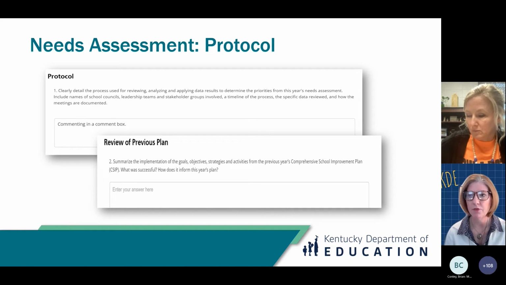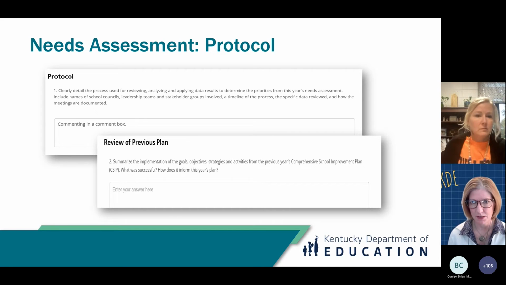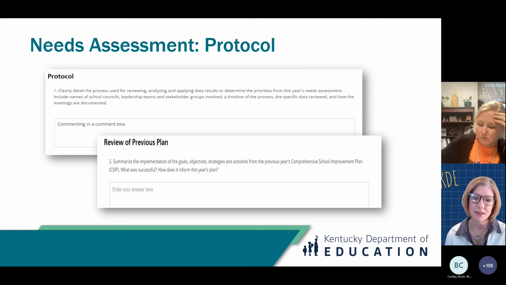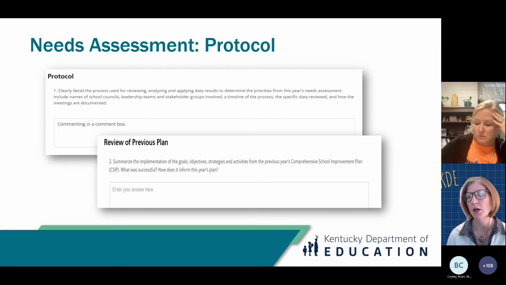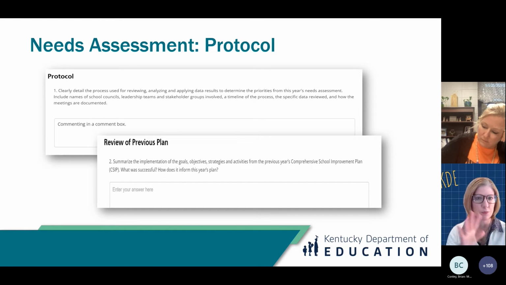So the needs assessment starts off with a protocol question. What this is asking you to do is talk about your process for reviewing and analyzing data and then applying those results. What we tend to see is people talk about their data processes that they use throughout the year. So they'll talk about how our PLCs look at data every week, or our improvement team gets together once a month and looks at data. But this is specifically asking you about at the beginning of the year, how do you gather all that data from the previous year? Look at the new state assessment data that just came in. Look at any survey information or maybe any committees that had met late spring or during the summer.